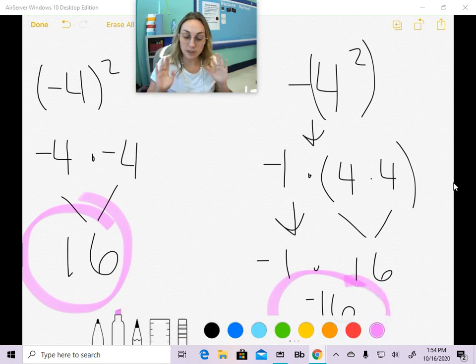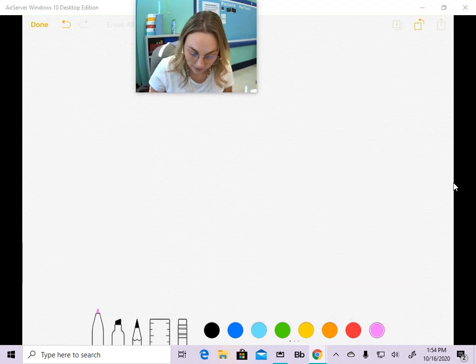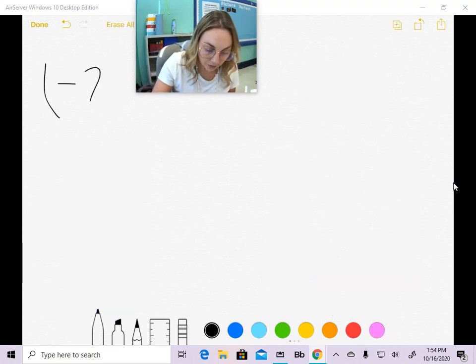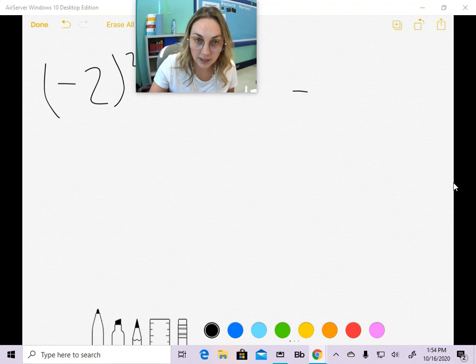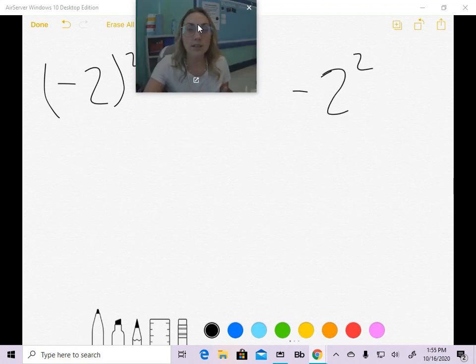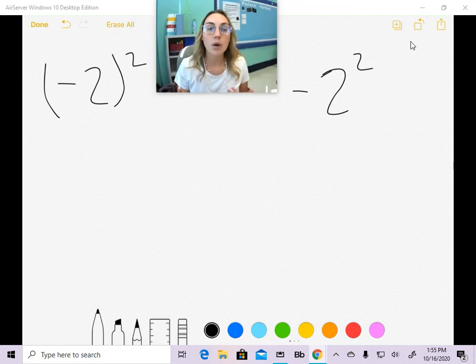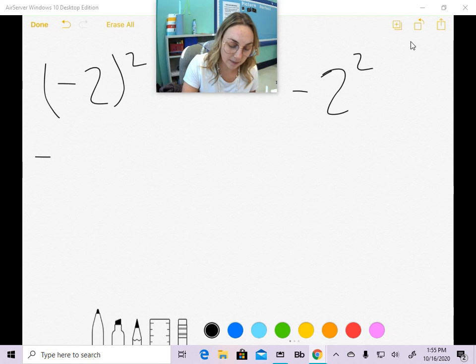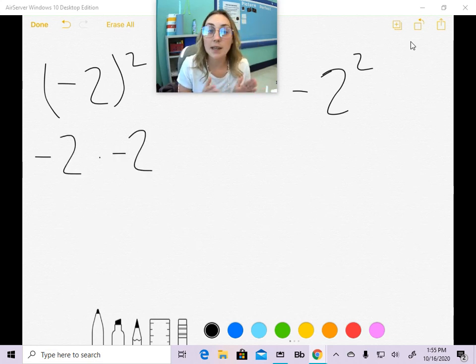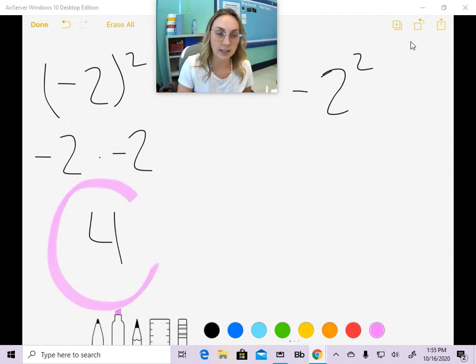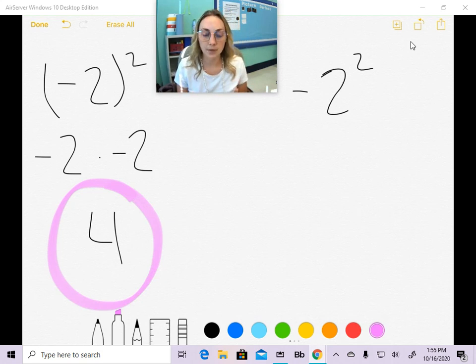I'm going to do one more example just in case. So again, negative 2 squared in parentheses, and then negative 2 squared without. The one with the parentheses means the whole base is getting multiplied by itself. So this would be the same as negative 2 multiplied by negative 2. A negative times a negative is always going to be positive, so the answer is 4, a positive 4.